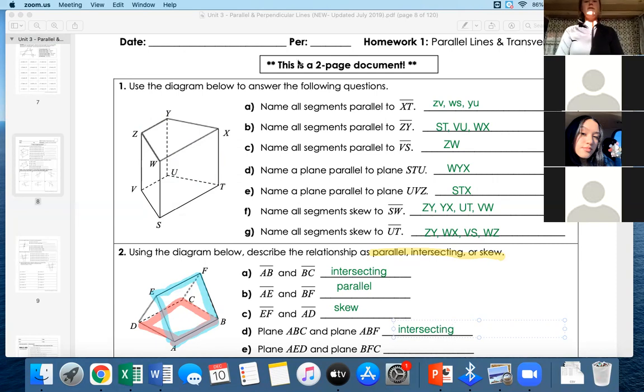And then we have the last one. Is we have plane AED. So A to E to D, which is right here. And BFC, which is right here. So what would be a word used to describe these?